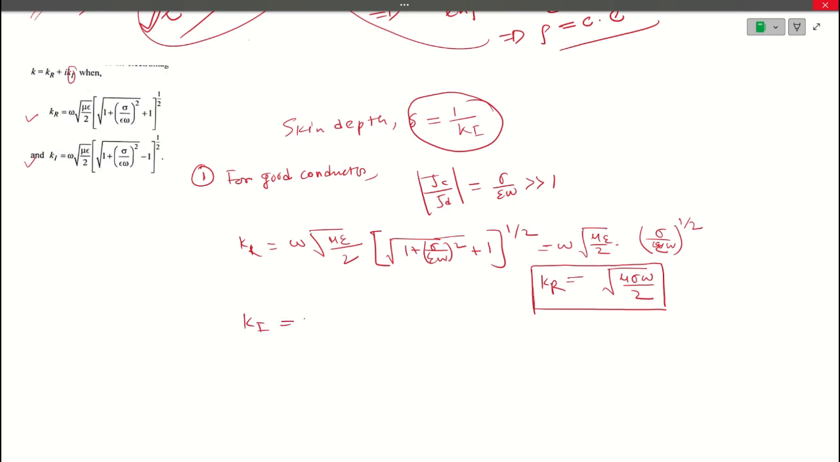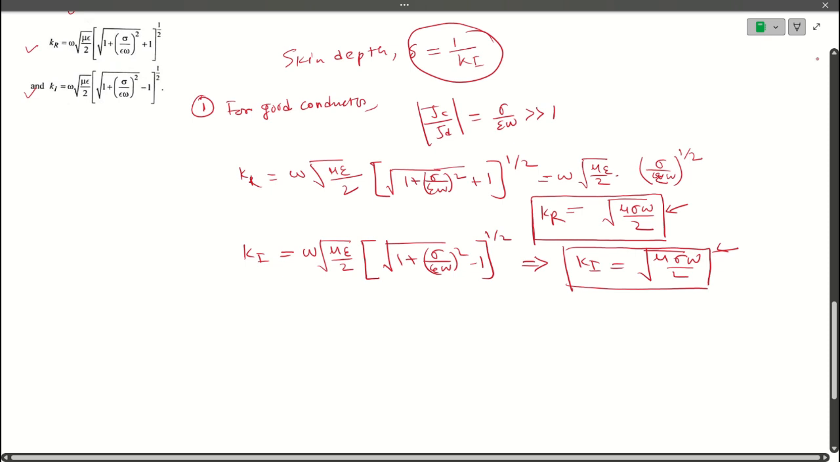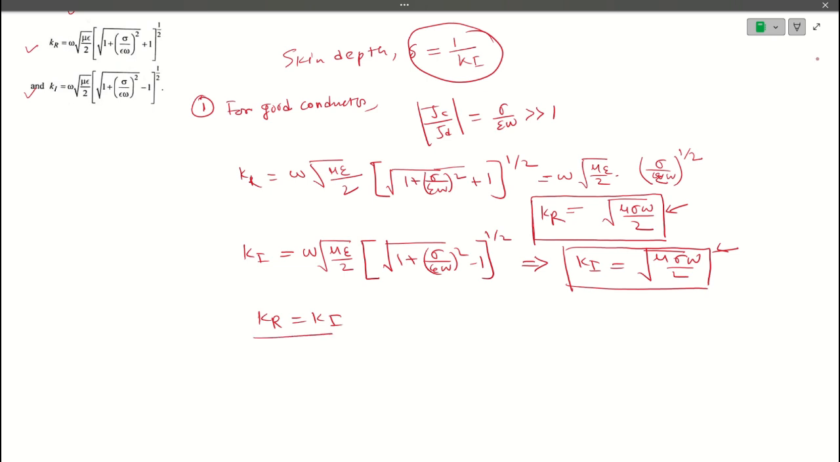Similarly we can derive the Ki value. Ki will be omega root over mu epsilon by 2, then root under 1 plus sigma by epsilon omega whole square minus 1. In a similar way, Ki is root under mu sigma omega by 2. So Kr is the propagation constant and Ki is the attenuation constant. Now Kr and Ki are both the same. Skin depth is defined as the reciprocal of Ki, so we get 1 by Kr.